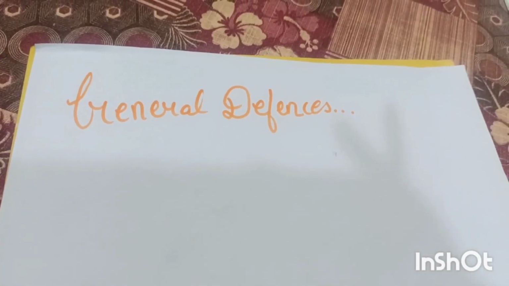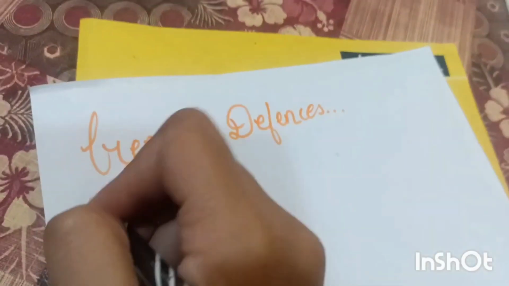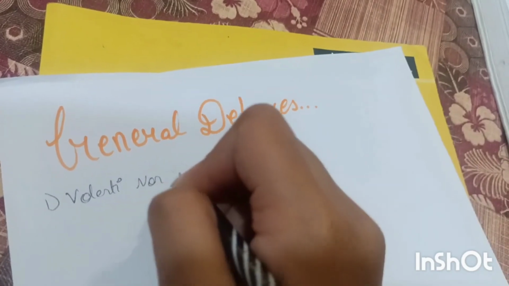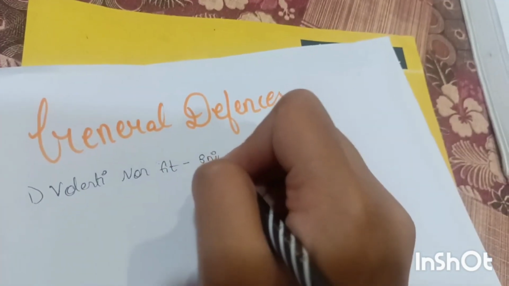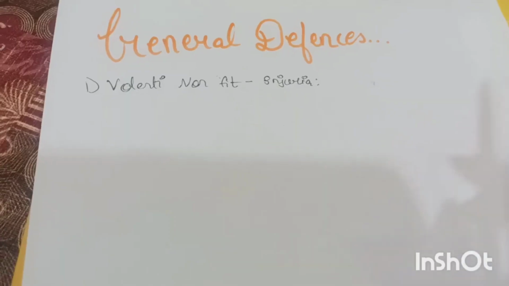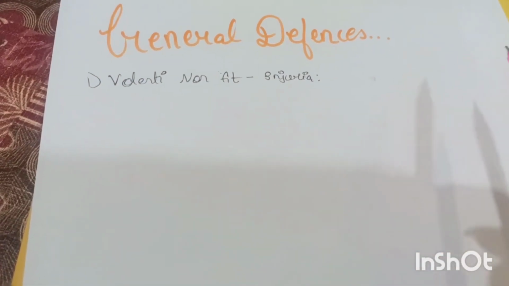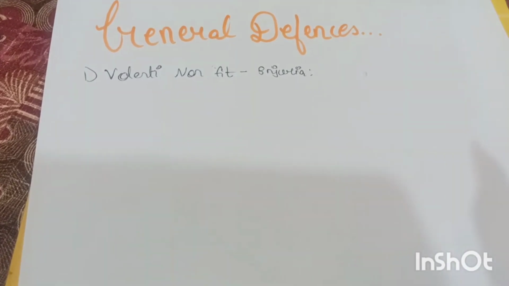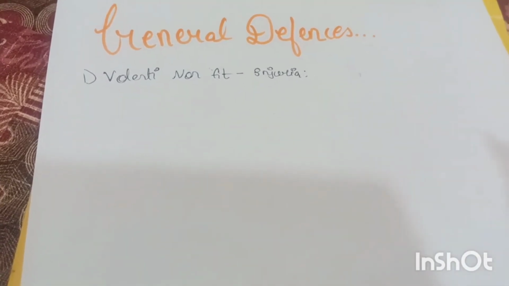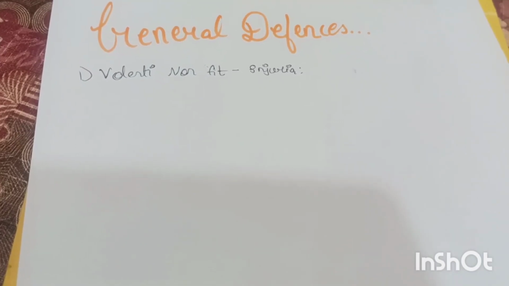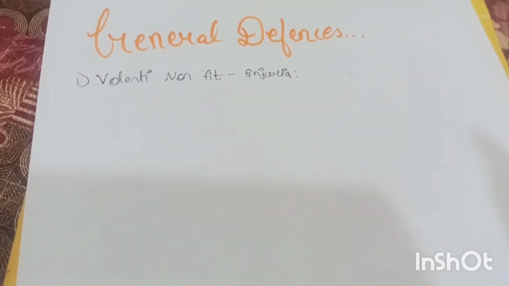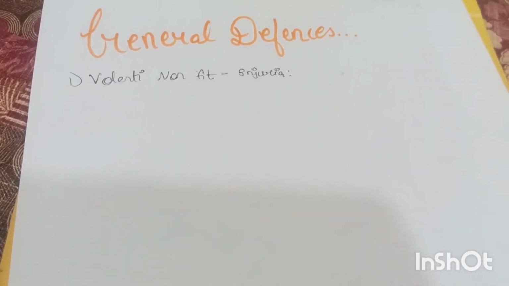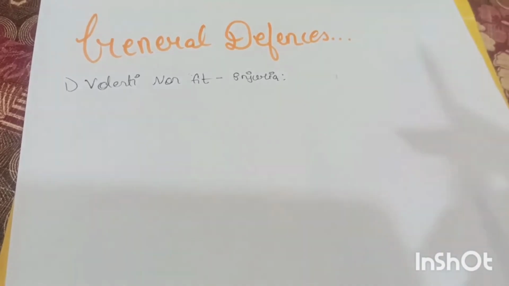So today we'll be studying general defenses. So the first one is volenti non fit injuria. So in this case what happened is that a person willingly gives consent to the risk. So let's understand this case through an example. So let's say that there is a boy named A who is playing volleyball with his friends and he gets hit by the ball. So in this case the boy cannot sue because he voluntarily gave consent for playing volleyball. So how can you write it?